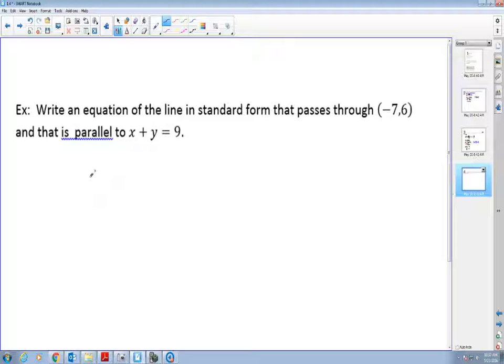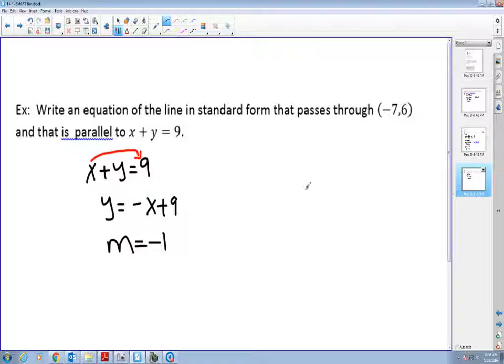So for this other line, to get the slope, we will need to solve for y and write it in slope-intercept form, so we will know what the slope is. To get y by itself, all I have to do is move my positive x over. So my y is equal to negative x plus 9. Since this line and my line are parallel, the slope will be the same, so the slope will be negative 1. Alright, so I've got my slope, negative 1, and I've got the point.